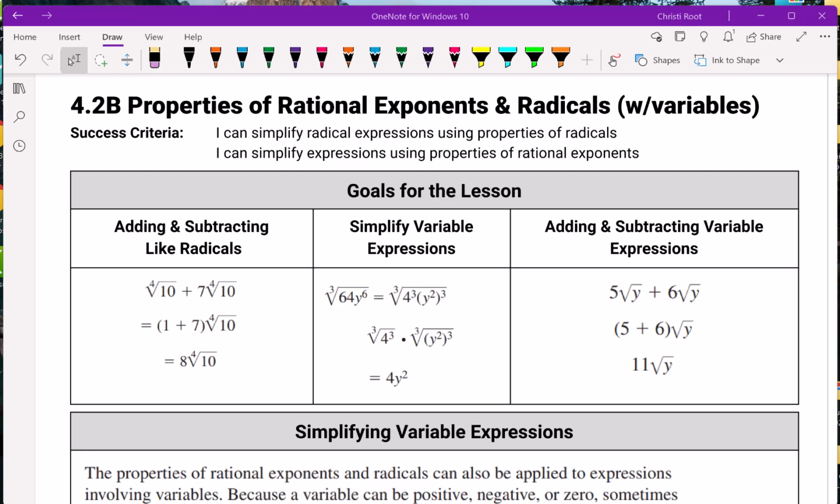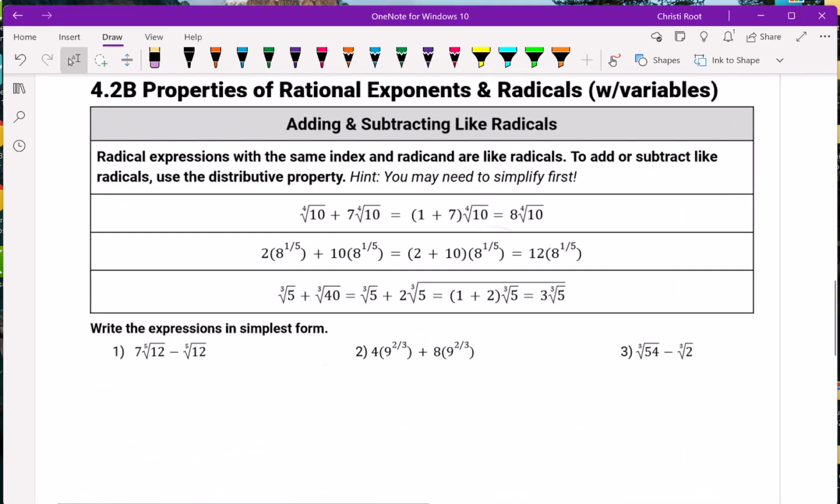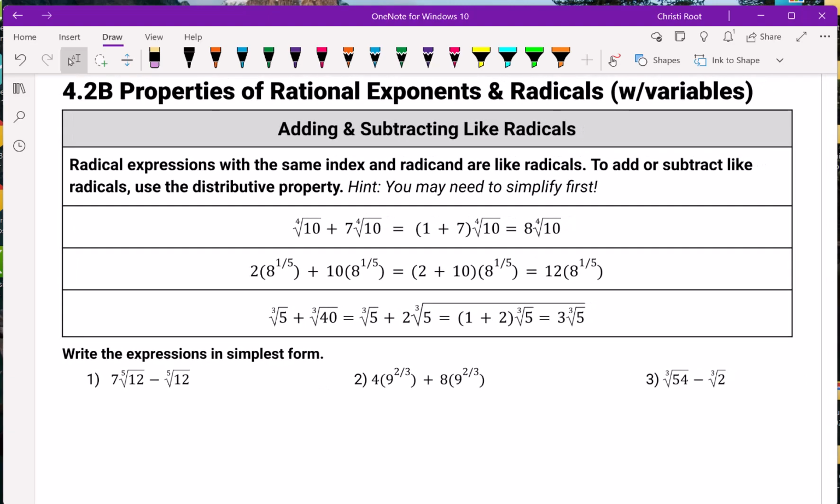All right, so this video is on the second part of lesson 4.2. And specifically this video, I'm going to focus on just adding and subtracting radicals. The other video is going to be on simplifying variable expressions. So we're going to look at the back half of your notes.